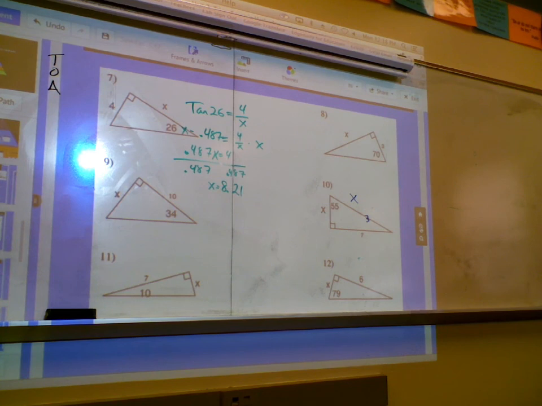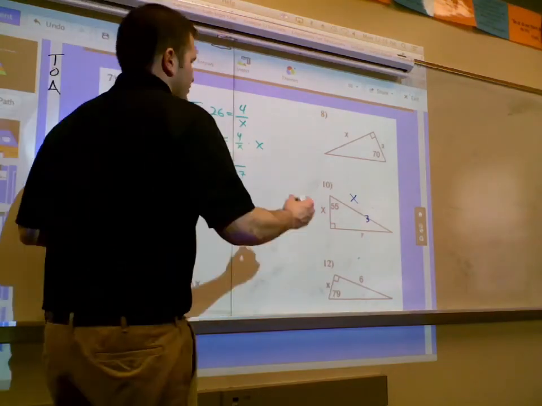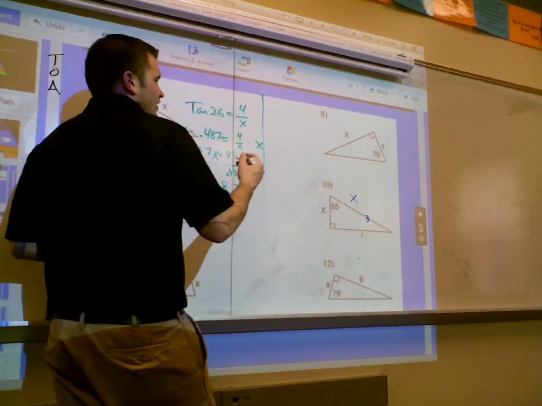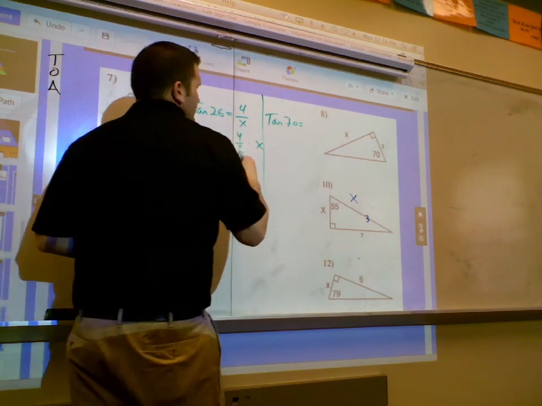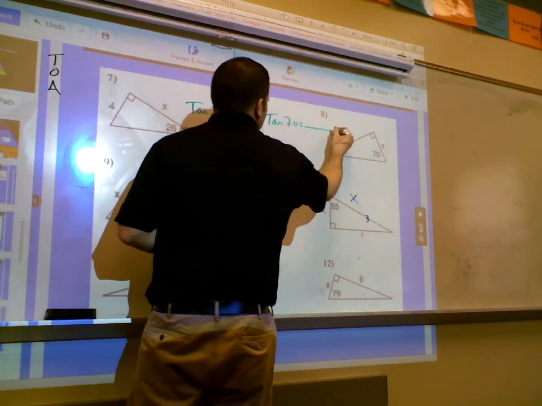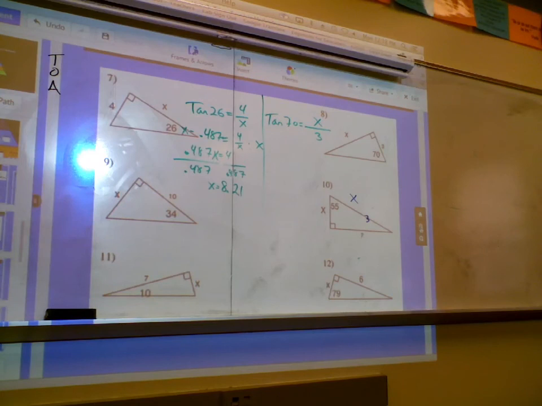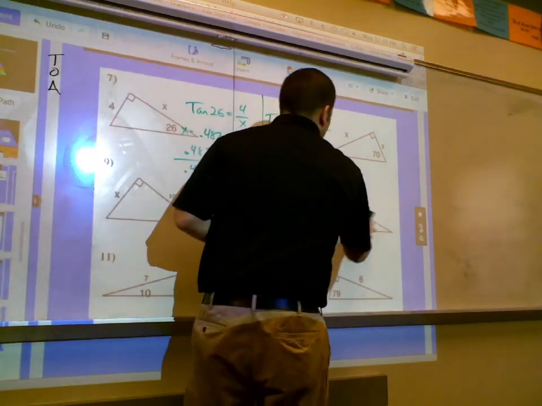Alright guys, does that make sense? Yeah? Okay. Other one. What's my theta? 70. What's opposite 70? What's adjacent to 70? 3. Do we know that hypotenuse? No. So we're going to use tangent. So opposite over adjacent, x over 3. What do we do now? Tan 70, right? What's tan 70?